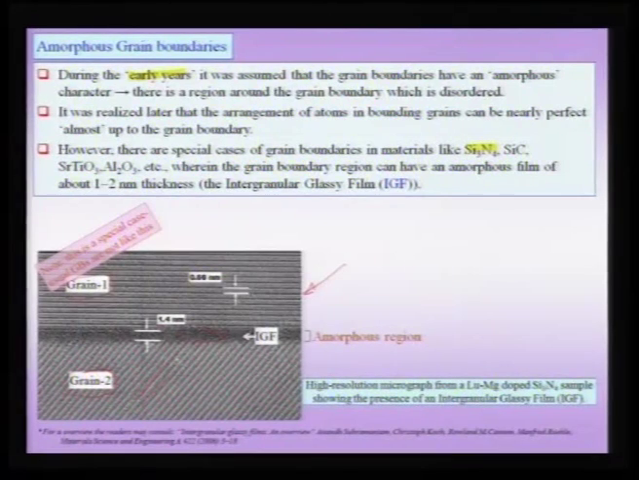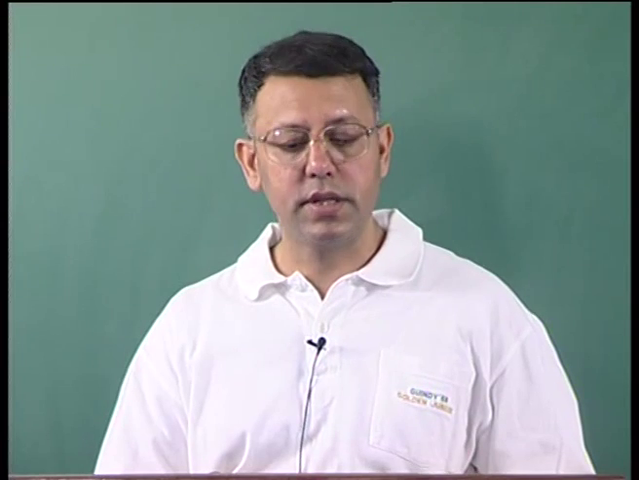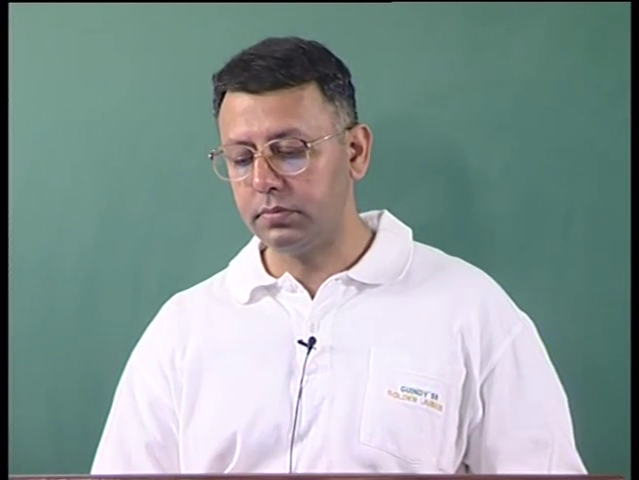Such amorphous grain boundaries can also be found in other special systems like silicon carbide, strontium titanate and alumina. But if you take a general grain boundary in aluminium or copper, you would not typically find this kind of an amorphous grain boundary.